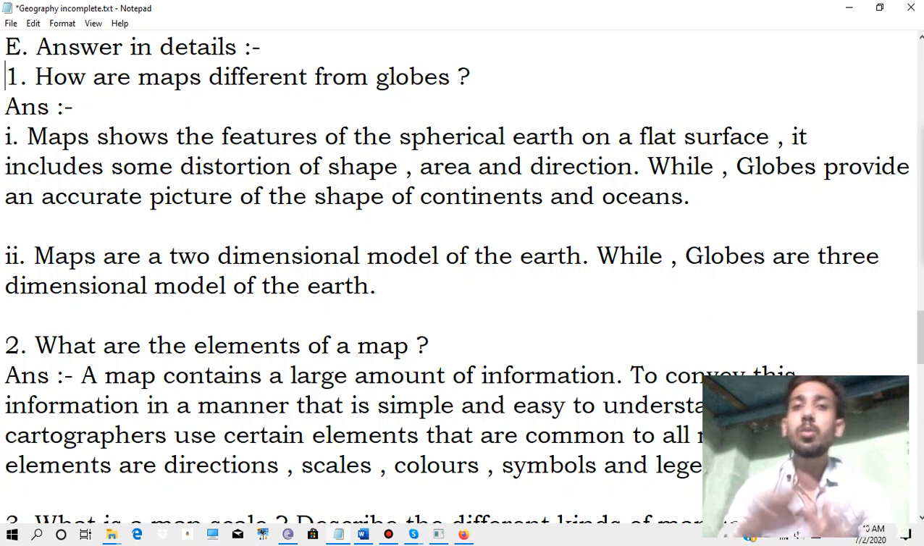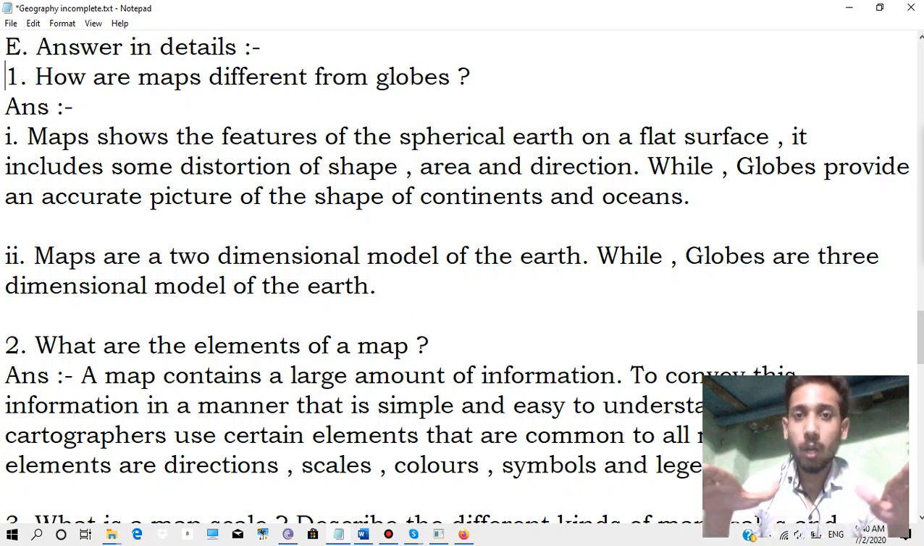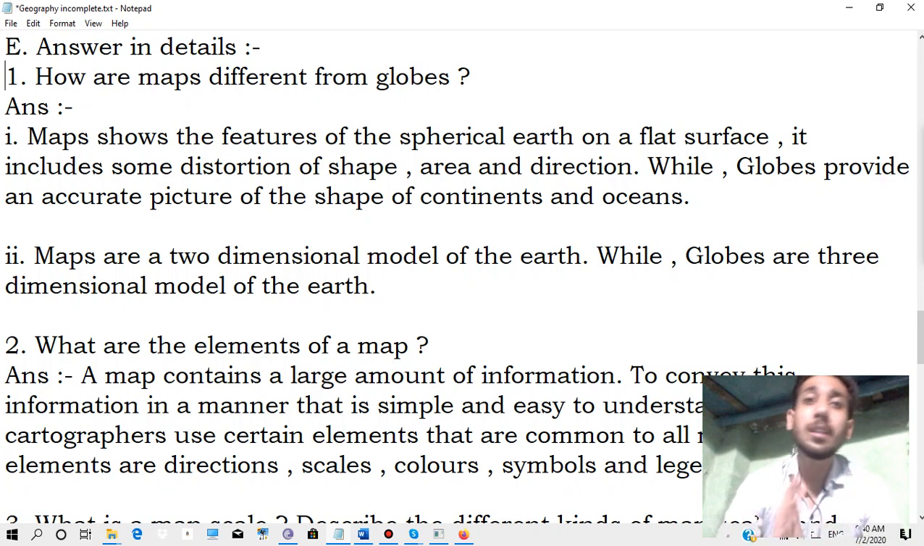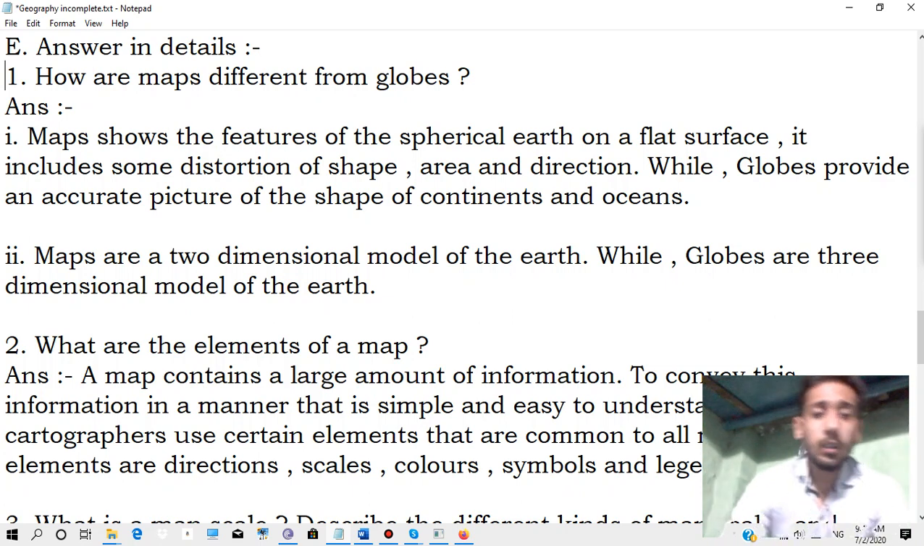Two-dimensional means you can only see the normal or a flat surface, while a globe is a three-dimensional model, which will give you a 3D experience. Okay, it is a three-dimensional model. So next we are going to the elements of a map.